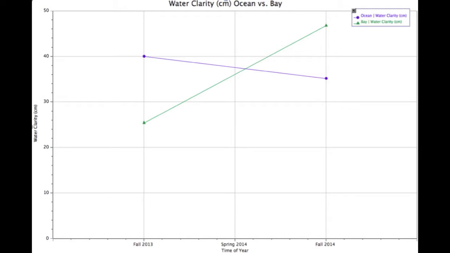This graph shows the data for the average water clarity in the ocean versus the bay in the fall of 2013 and the fall of 2014. There was no data in the spring of 2014 due to the extremely cold weather.